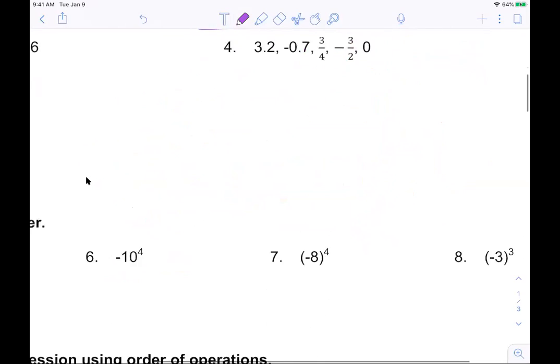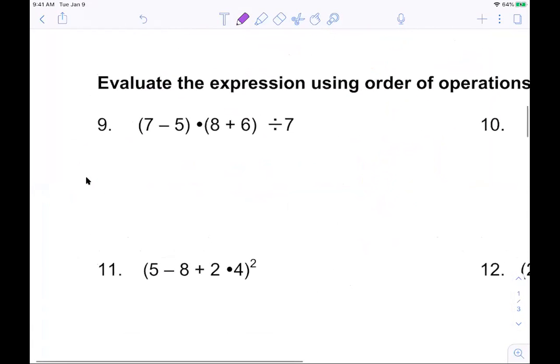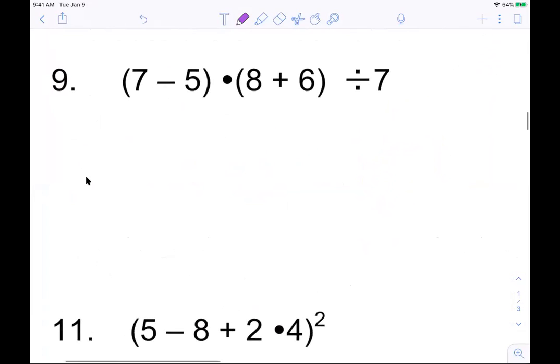All right, we're going to go down to the bottom of the page. Again, just write the problem down that we're working on. So we're going to look at number 9. It's okay to skip around. It's all right that your problems aren't done in order. But on your paper, write these values down for number 9. So 7 minus 5 in parentheses times 8 plus 6 in parentheses divided by 7.